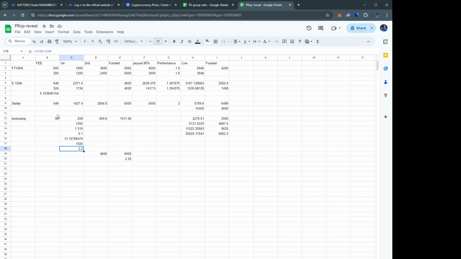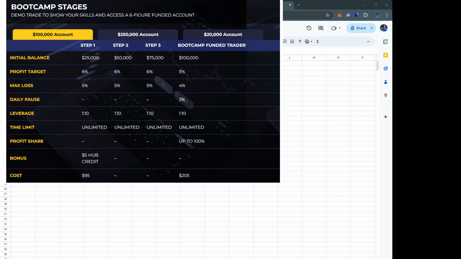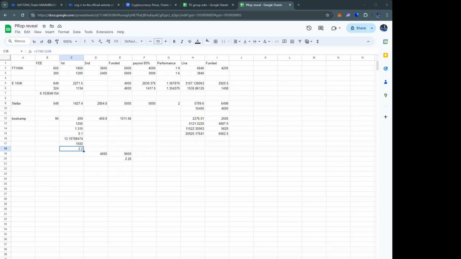And I believe now you are starting to get the idea. This means that if we pass the first stage, we will have a profit of 2.2 multiplied by the stop loss. Meaning that in the live account we must reach $209, and then we stop. We pass the first stage.